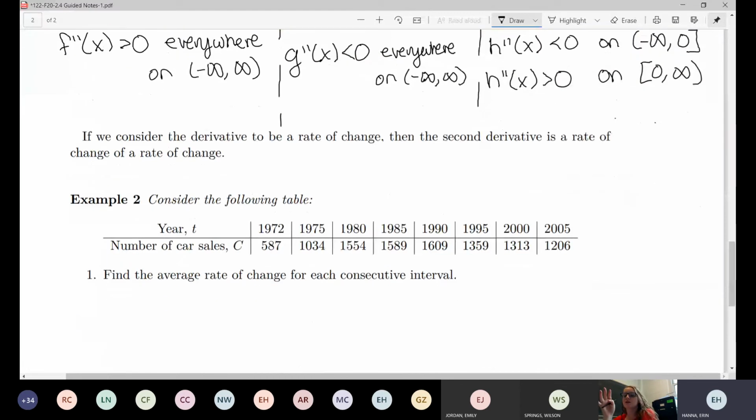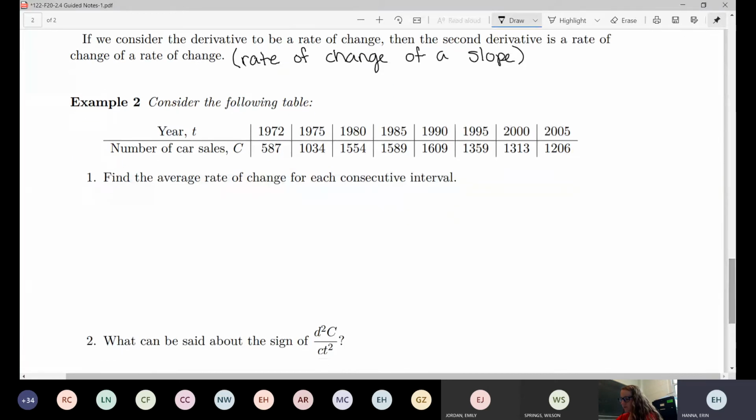So if we consider the derivative to be a rate of change, which it is, it's a slope, then the second derivative is essentially a rate of change of a rate of change. I'll also phrase it as a rate of change of a slope. So essentially you need to look at how the slopes are changing to look at the second derivative. So say we have this table here, comparing years to the number of car sales.